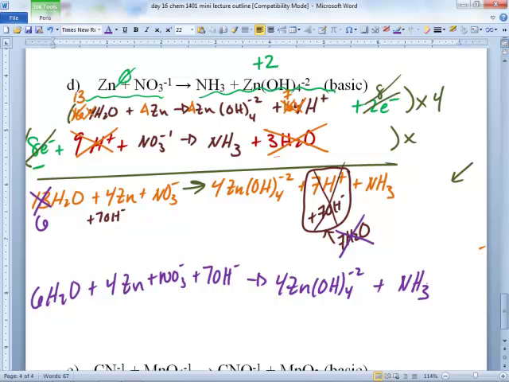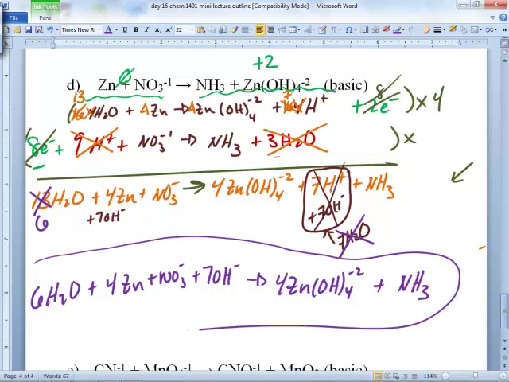Okay, and that was so much work. I hope and pray this thing is balanced. And like I said, the only thing I really mess with checking are the oxygens.